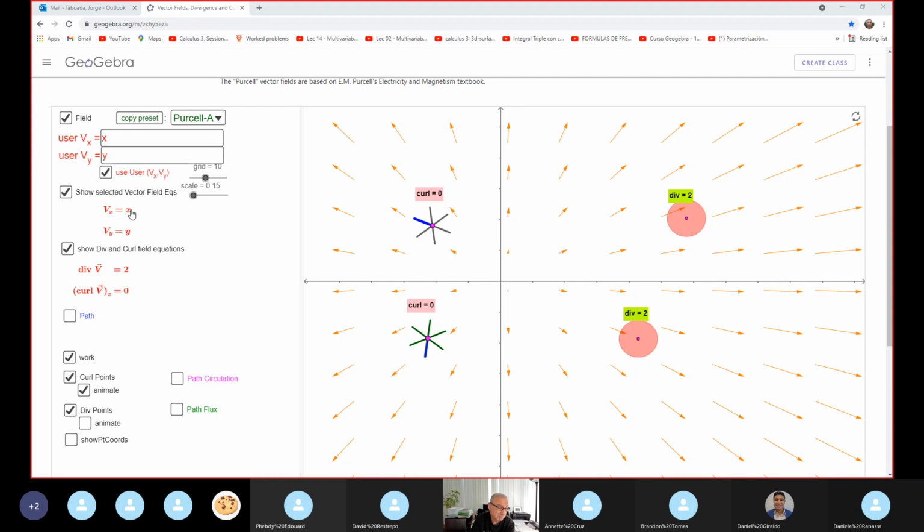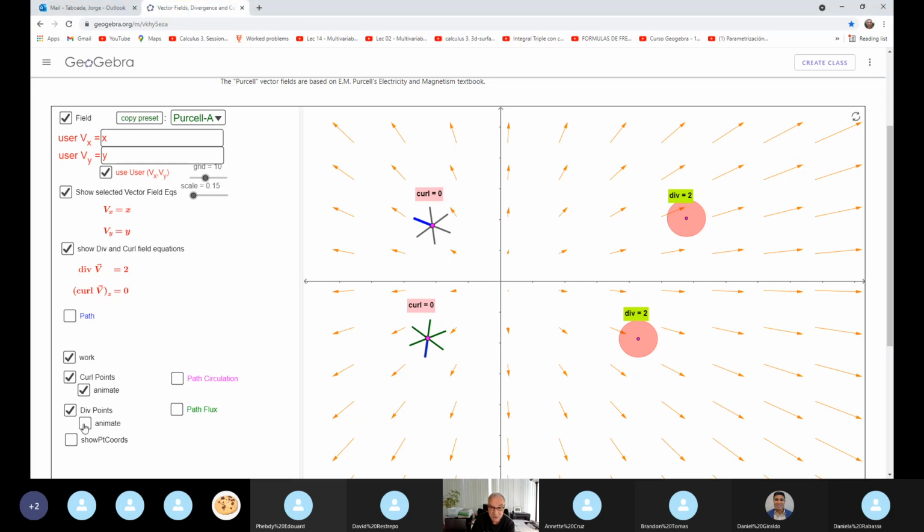P is x, Q is y. Divergence is 2 at any point, and curl is 0, so no rotation; it's totally radial. So you see, wow, look at that. The animation for the divergence is like that. Look.